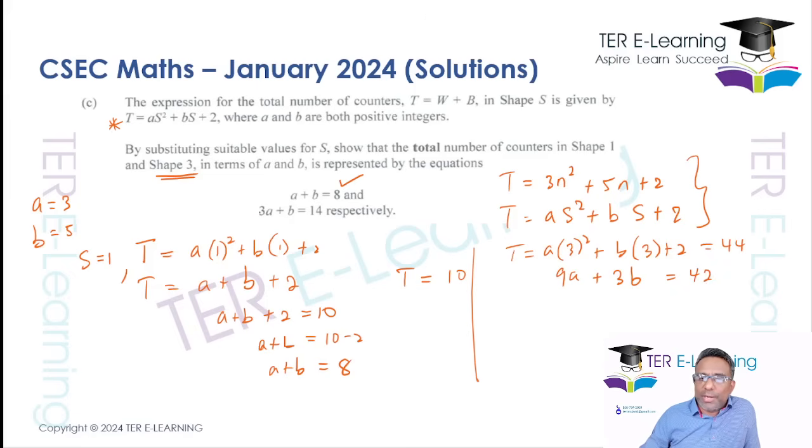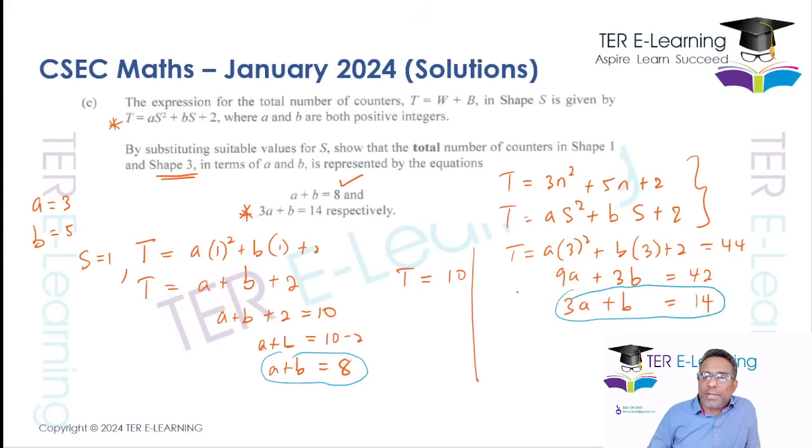So if you notice what you want to get, this equation here. If I divide everything by 3, you're going to get 3A plus B is equal to 42 divided by 3, which is 14. So we've basically gotten what they wanted: A plus B is equal to 8, and we also have 3A plus B is equal to 14. So that's question 7 in this paper.